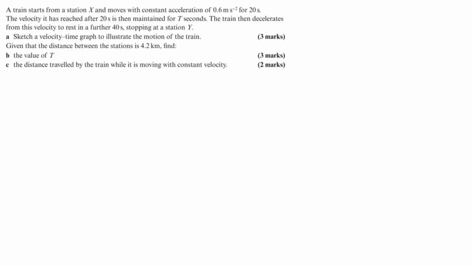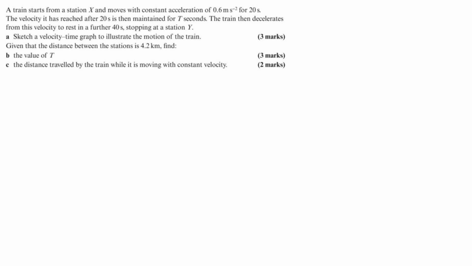Now let's get on with the third and final question of the day. A train starts from station X with constant acceleration 0.6 meters per second squared. This lasts for 20 seconds. The velocity has reached 20 and is maintained for t seconds, and then it decelerates for a further 40 seconds, stopping at train station Y.